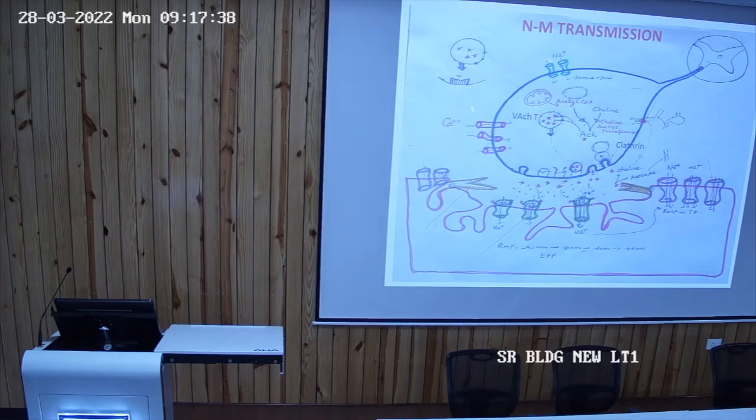So the incoming action potential will activate this calcium channel. This is a voltage gated calcium channel, a depolarization sensitive voltage gated calcium channel. These calcium channels will not open until the area is depolarized. As soon as the action potential arrives here, these voltage gated calcium channels will open up. They are present all over the terminal area.